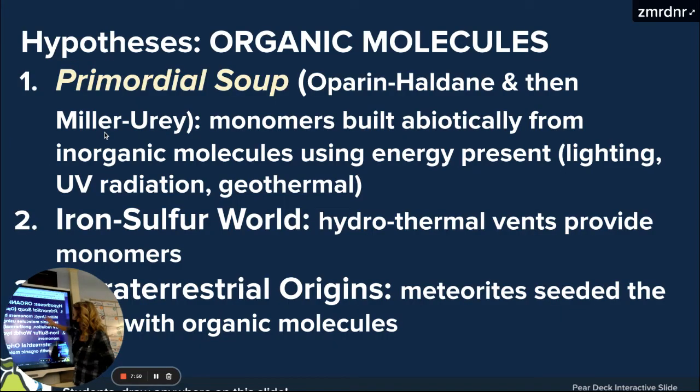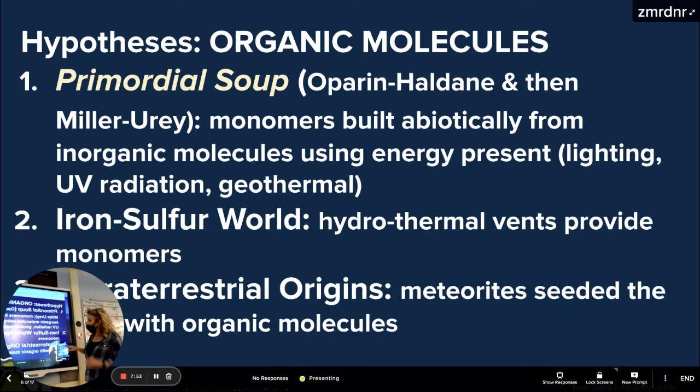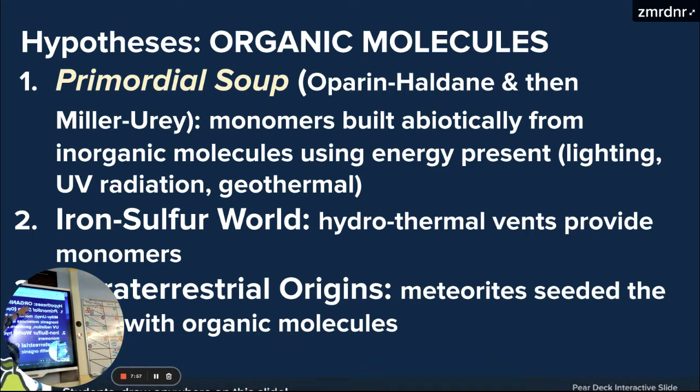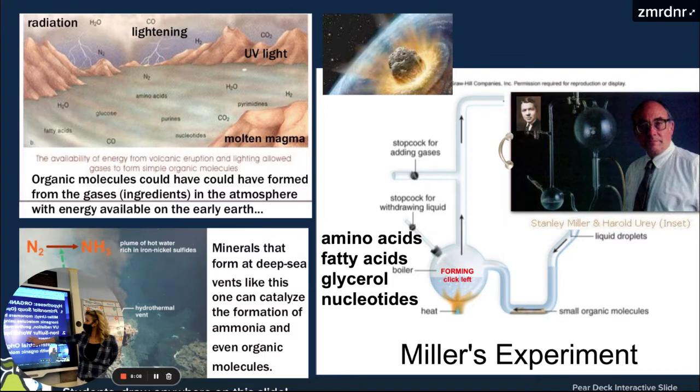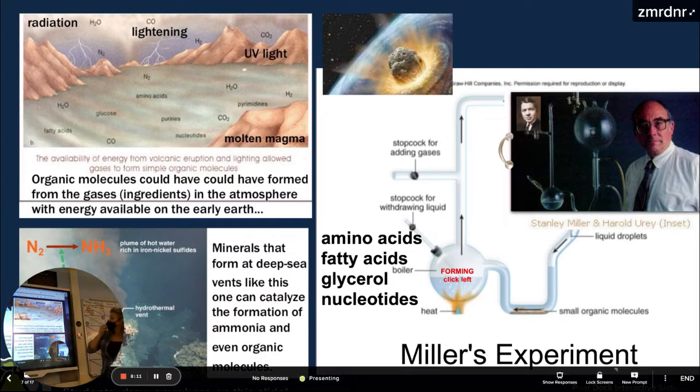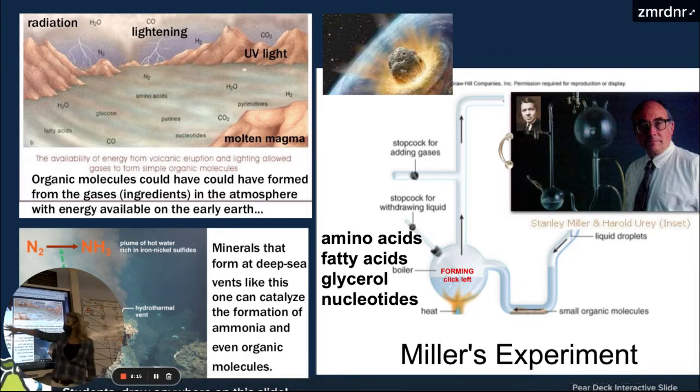Perfect. So on your hypotheses, okay, you have the primordial soup. You have that here. And then hypothesis by Oparin and supported by Miller. You have the Iron-Sulfur world. And then you have that extraterrestrial origin by meteorites. So I put a slide together. Here it is right here. Okay. Showing you that organic soup. Then over here to the right, Miller's experiment.